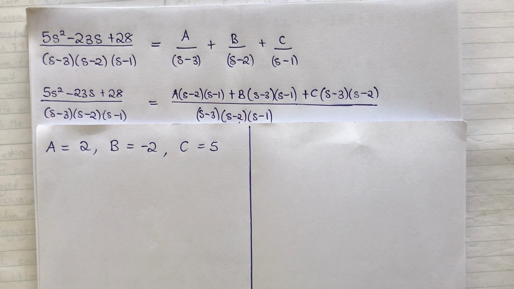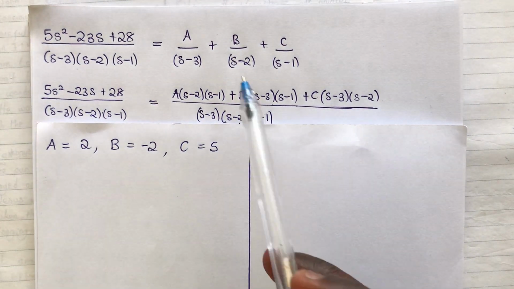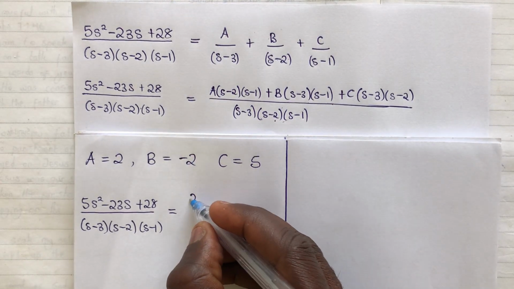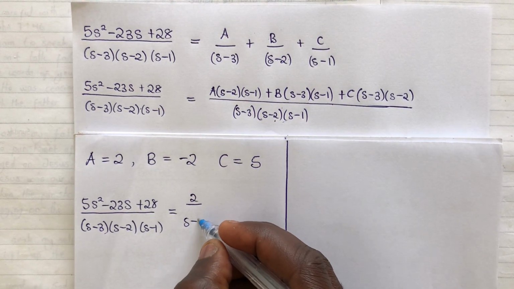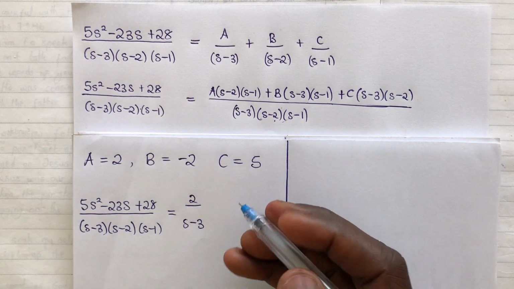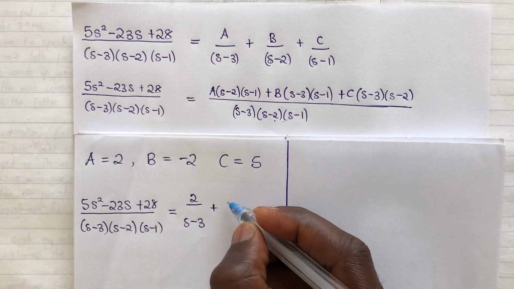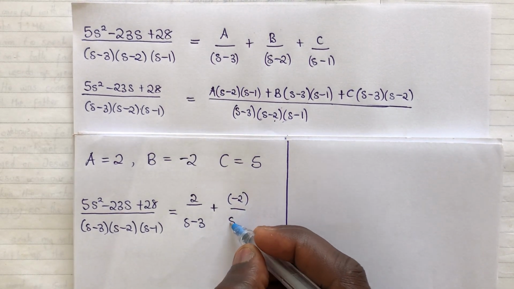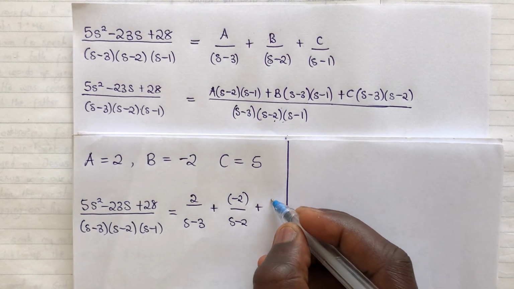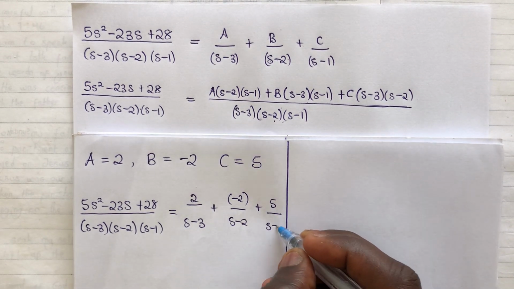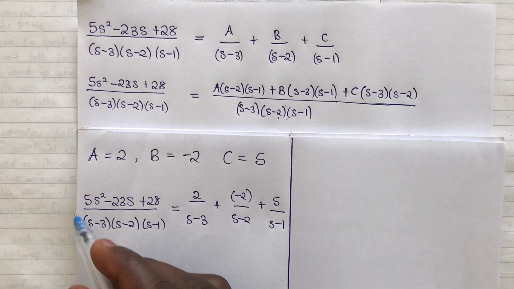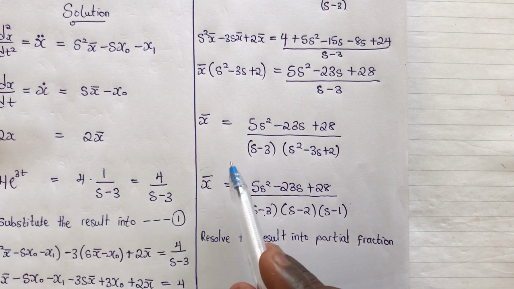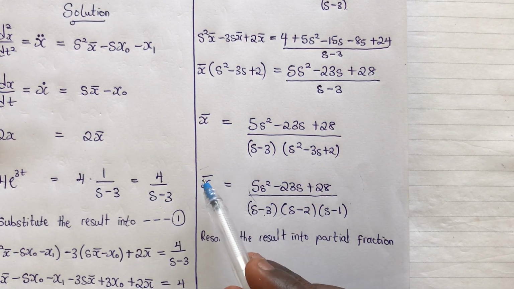So okay, with this result, we can put in the values of a, b, and c. So this is equal to 2 over s minus 3. Then b was negative 2, so plus, let me put it in brackets, minus 2 over s minus 2 plus 5 over s minus 1. Okay, remember that this side was the same as x bar coming from here, so I can replace everything I have here with x bar.